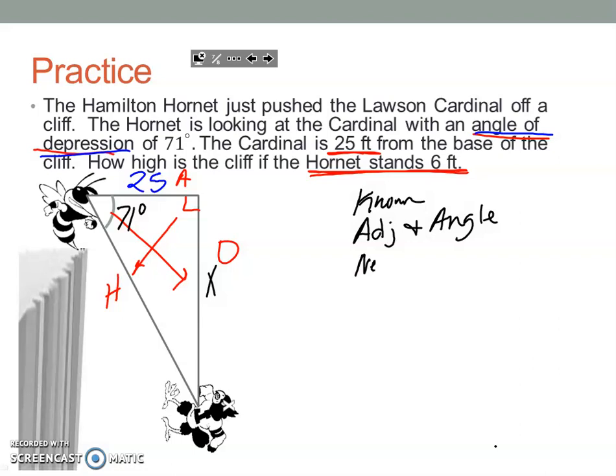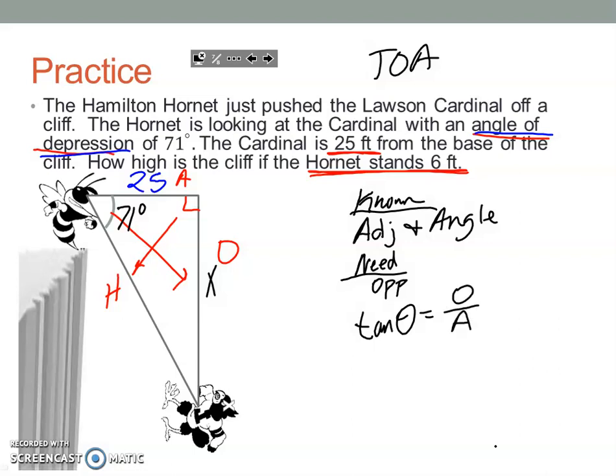What do I need to know on this one? Well, I need my opposite side. So again, opposite and adjacent, opposite and adjacent. SOHCAHTOA. So we're going to need to use our tangent. Tangent of theta equals my opposite over my adjacent. Remember, your theta is your angle measure, so this becomes tangent of 71 equals opposite. I don't know what my opposite is, but my adjacent is 25.